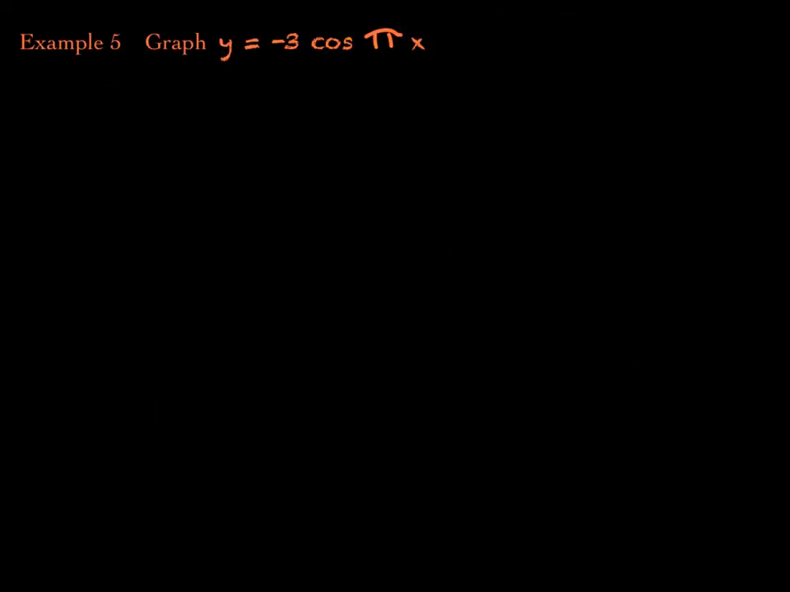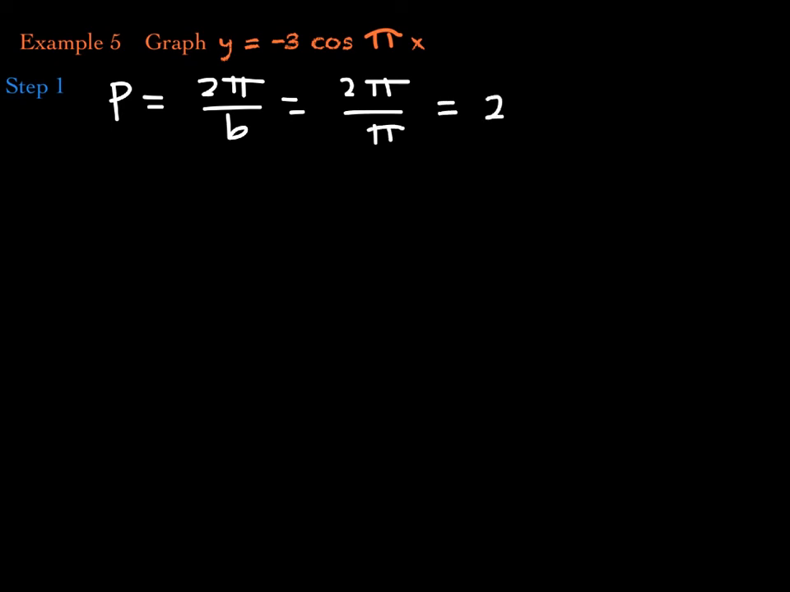All right, our last example like this one, y equals negative 3 times cosine of pi x. All right, let's find the period. It's 2 pi over b. In this case, it's 2 pi over pi, which is just 2. So the period is 2 units, so the interval used to be 0 to 2 pi, now it's just 0 to 2. Okay? Your left endpoint is 0, your right endpoint is 2.